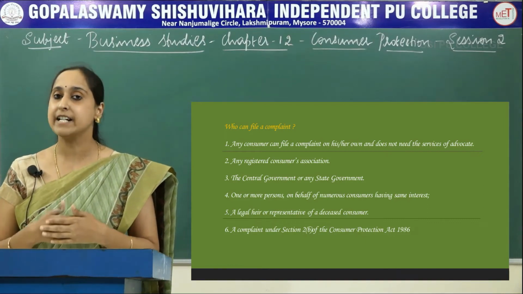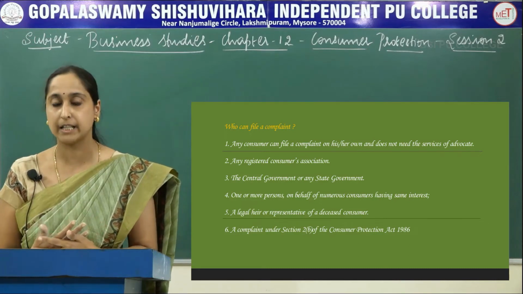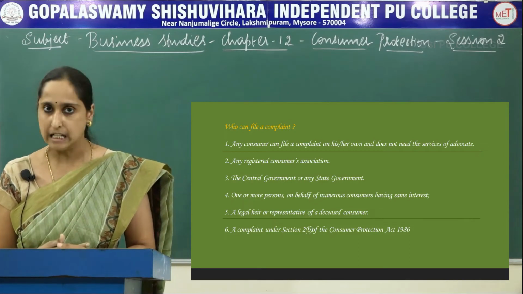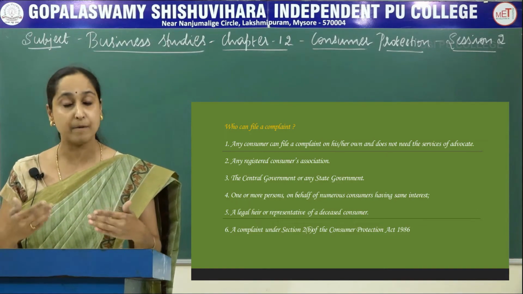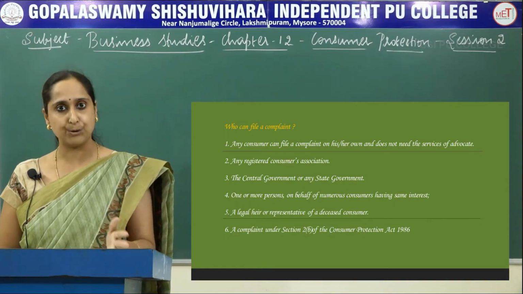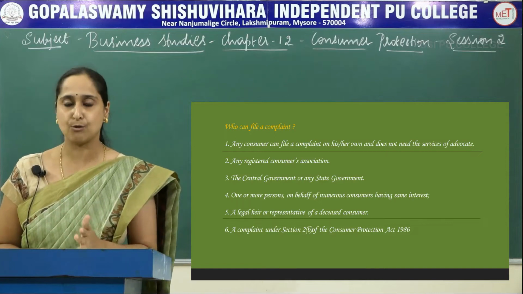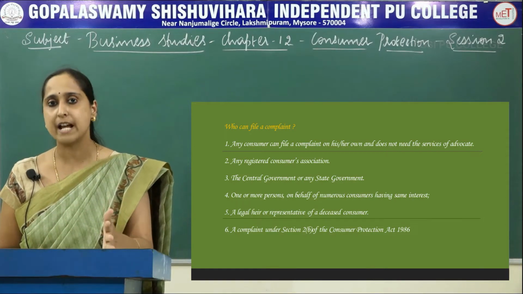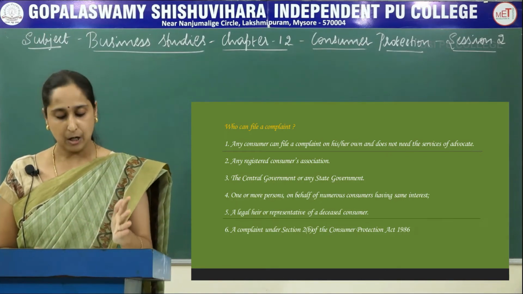Next is any registered consumers association. Consumers associationally members agidre, through that they can also file a complaint. Next is the central government or any state government can also file a complaint. And next is one or more consumers on behalf of numerous consumers having the same interest. Not necessary that only one person can give a complaint. On behalf of numerous people, we can give a complaint.